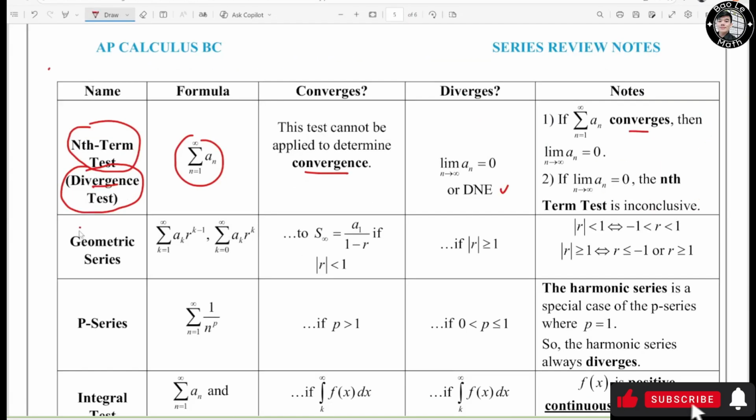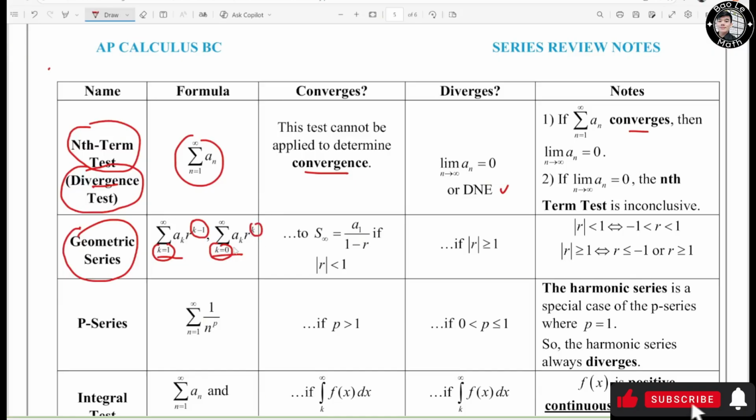Now, the next one is the geometric series. You have two different ways to write the geometric series right here. Remember, if k starts from 1, then the exponent must be k minus 1. If k starts from 0, the exponent must be k. So you need to be aware of this.